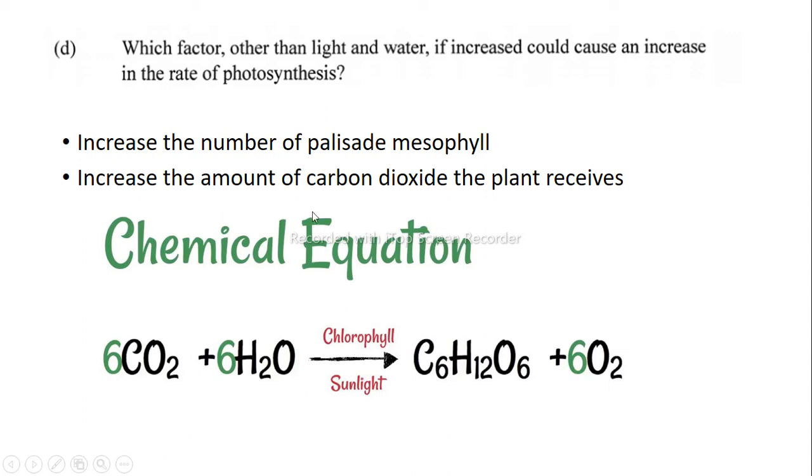So what would we increase? If we want more chlorophyll, we could increase the palisade mesophyll. That'll give us more chloroplasts, and then we can have more chlorophyll. If we want sunlight, well, that's the greater light intensity, but they don't want that. They don't want light, and they don't want water. So we are left with increasing the amount of carbon dioxide we can get, and increasing the amount of chlorophyll the plant will have. We could do that by increasing the number of palisade mesophyll and increasing the amount of carbon dioxide the plant receives.